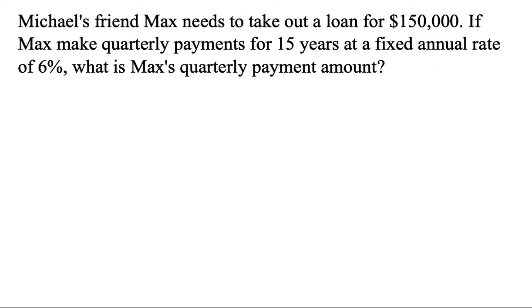Michael's friend Max needs to take out a loan of $150,000. If Max makes quarterly payments for 15 years at a fixed annual rate of 6%, what is Max's quarterly payment amount? Again, we list what we know. A 6% rate gives us an R value of 0.06. Quarterly means that the n value will be 4. We don't know the payment, that's what we're looking for, but we do know that the present value at origination will be $150,000. And we know that the term will be 15 years.